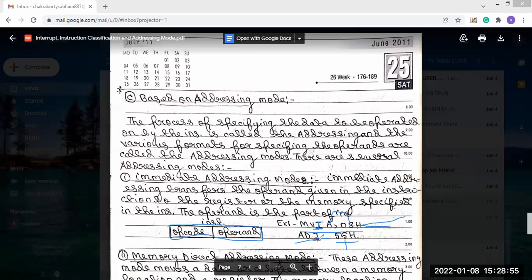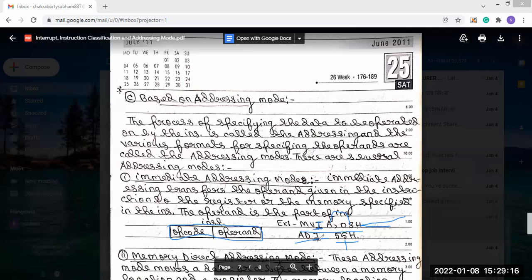Now the next is the memory direct addressing mode. From the name we can say what will happen here. This addressing mode moves data or a byte between a memory location and a register.